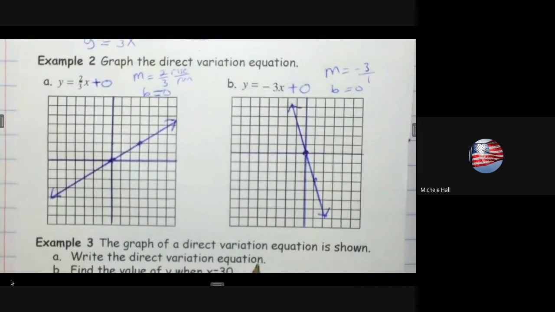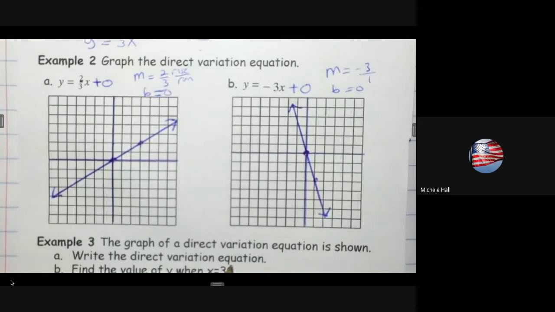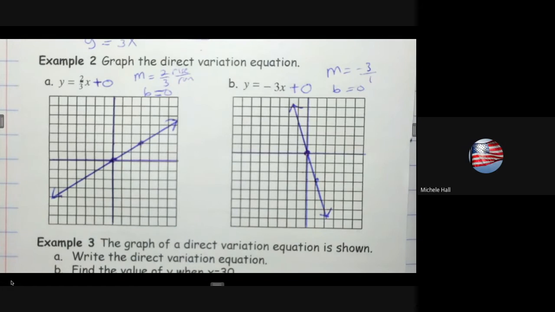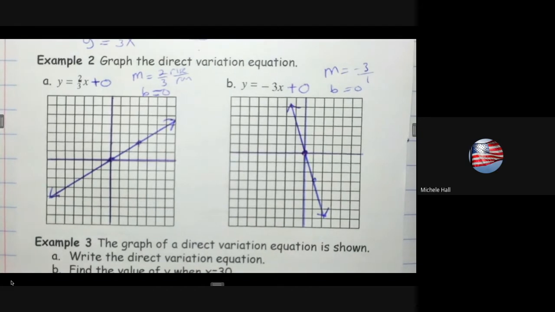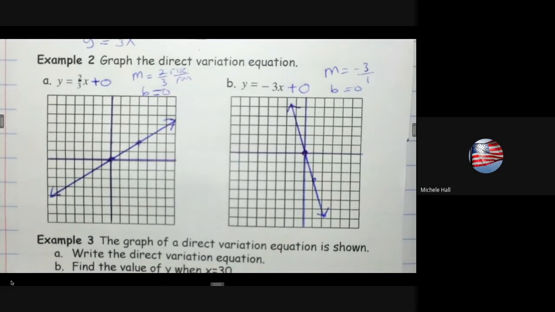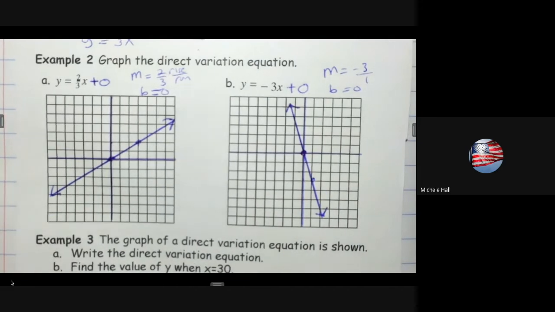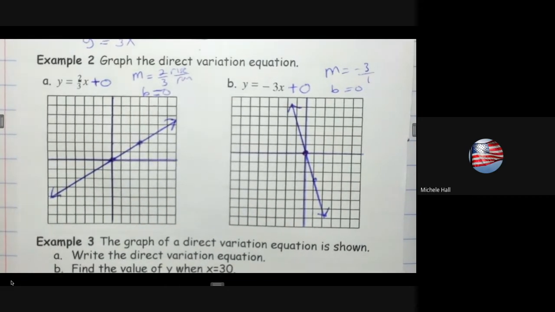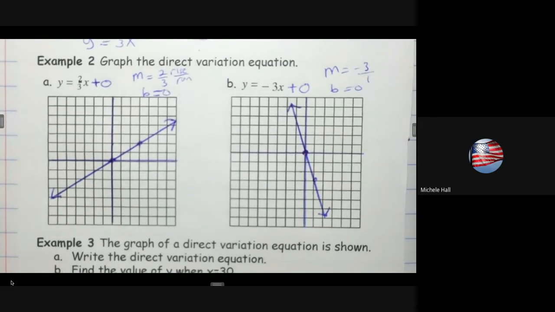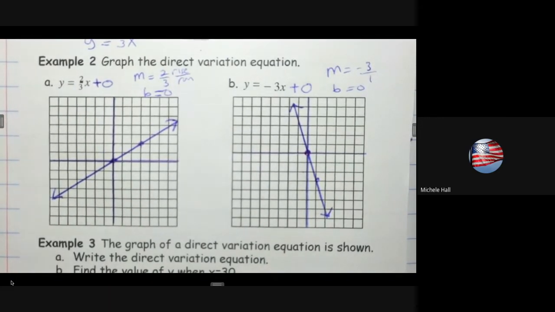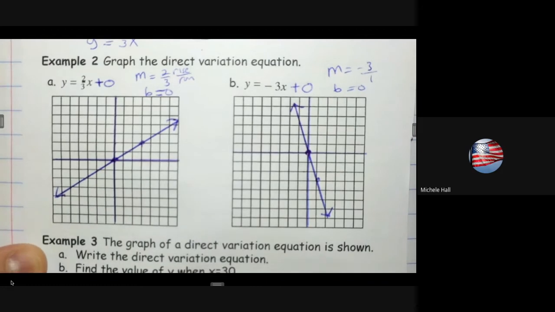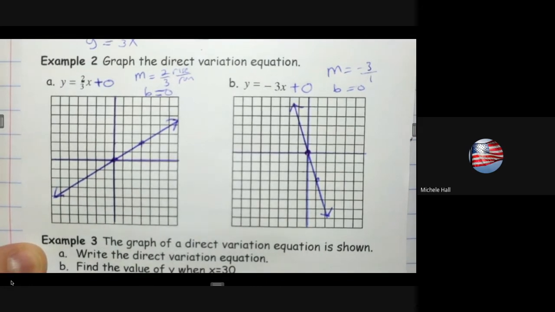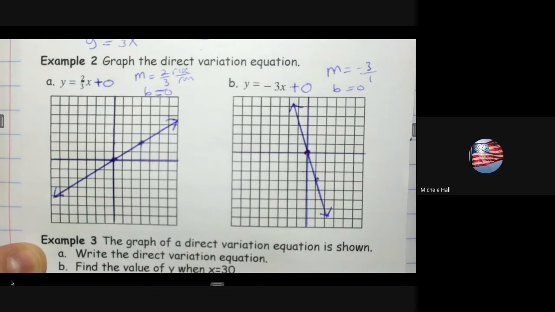The graph of the direct variation equation is shown. Write the direct variation equation. Find the value of y when x equals 30. So we have this point that's on the graph. Here's our equation, y equals ax. We know a coordinate. We know -1, 2. This is x. This is y. We're going to substitute the x and y in and find out what a is. So we can write our direct variation equation. Y is 2. A times x is -1. So we have 2 equals a times -1 is -a.